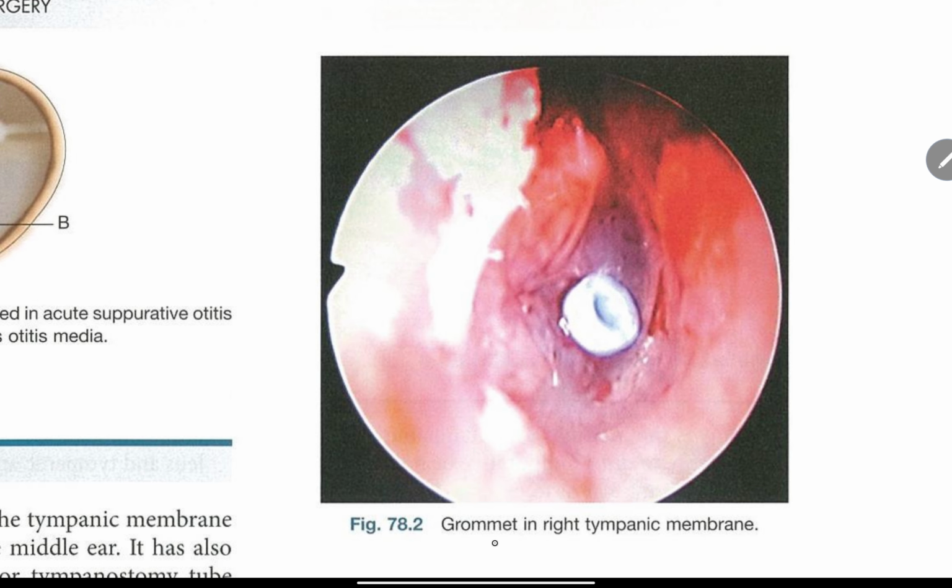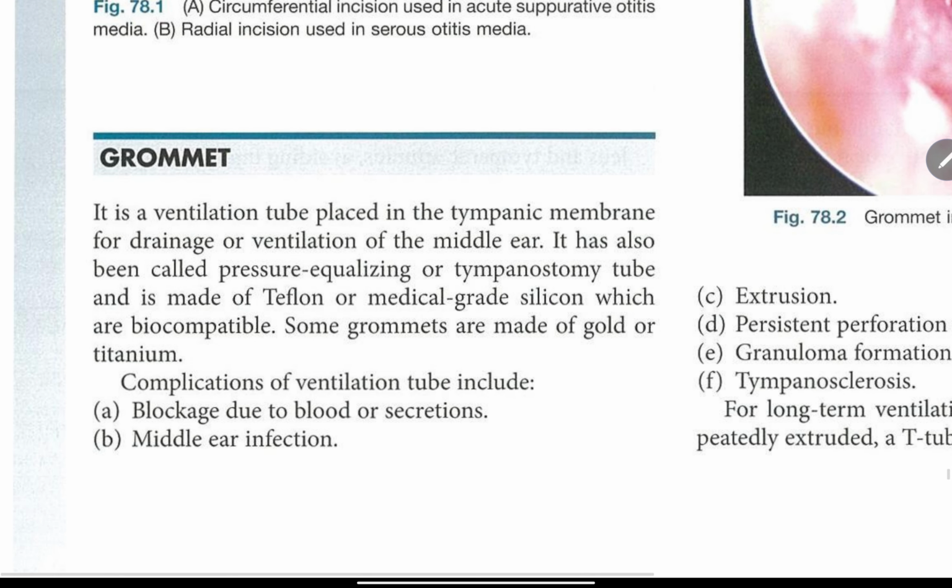Figure 78.2 Grommet in right tympanic membrane. Grommet. It is a ventilation tube placed in the tympanic membrane for drainage or ventilation of middle ear. It has also been called pressure equalizing or tympanostomy tube and is made of Teflon or medical grade silicone which are biocompatible. Some grommets are made of gold or titanium.